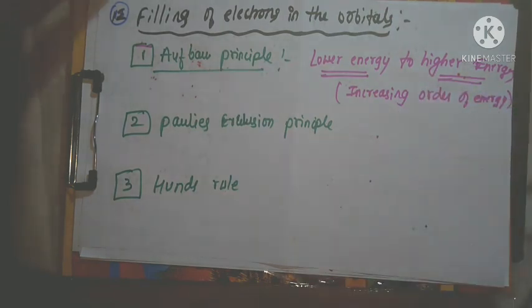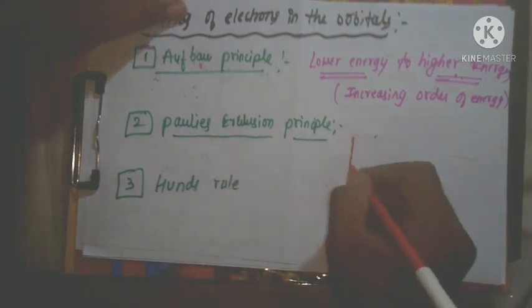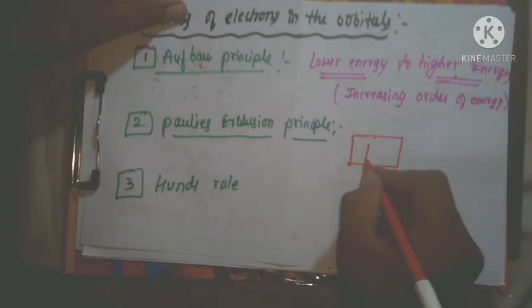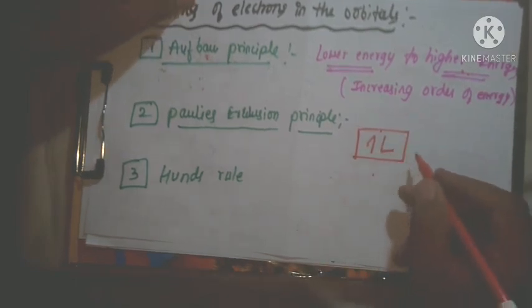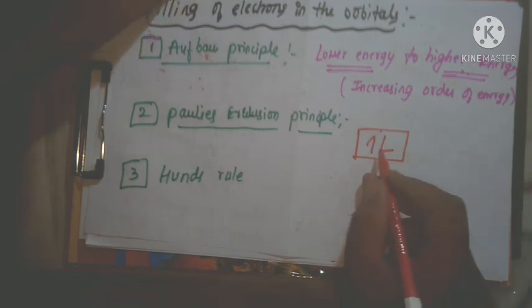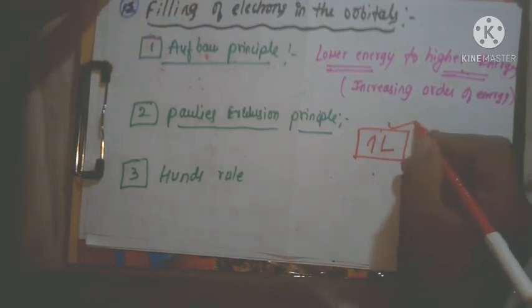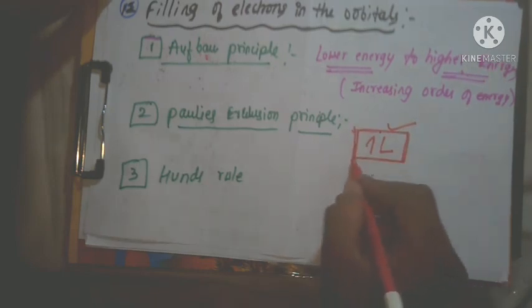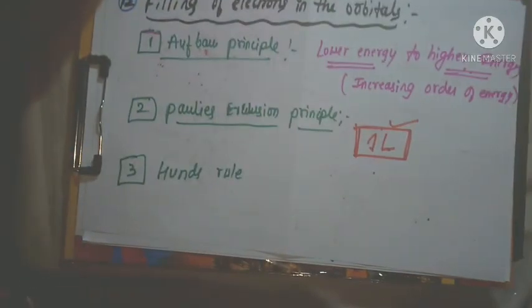Next, second, Pauli's exclusion principle, what does it say? Simply, in only one orbital, a maximum of 2 electrons can be added with opposite spin. If you add with the same spin, that will be wrong. It should be opposite spin, right? This is one statement. In the same orbital, only 2 electrons are added with the opposite spin. This is the first statement.